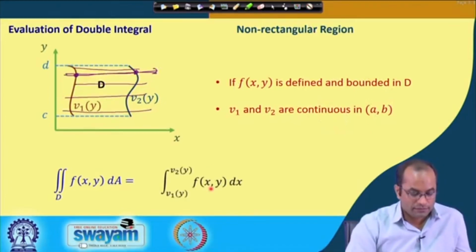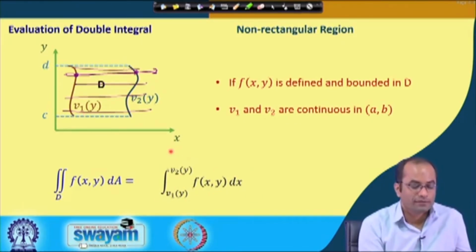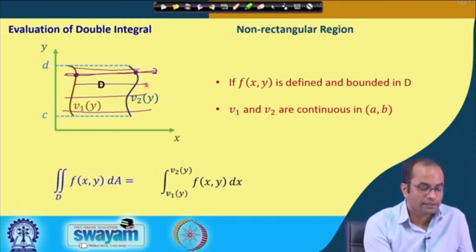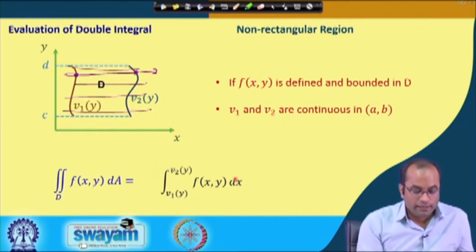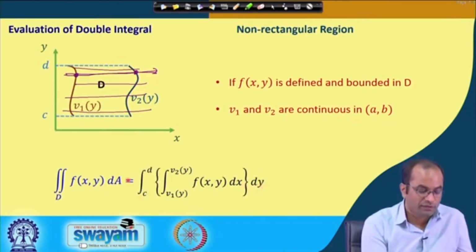And in this case, the first integral, as I said, we will compute with respect to x now. So, for x we have the limits v 1 y to v 2 y, and once we have this integral, which will be a function of y, we will integrate with respect to y, and for y the limits will be c to d.